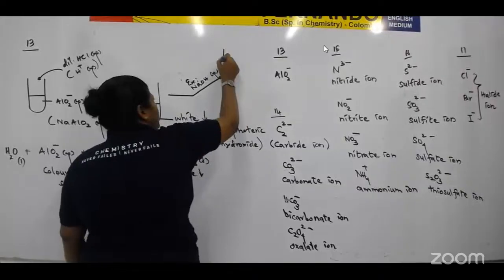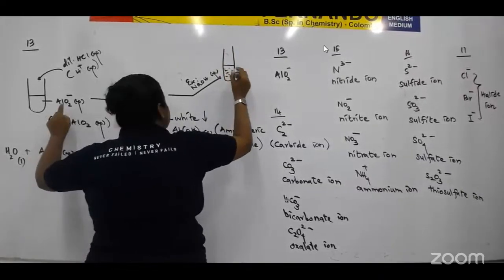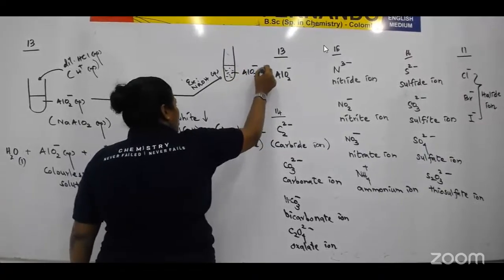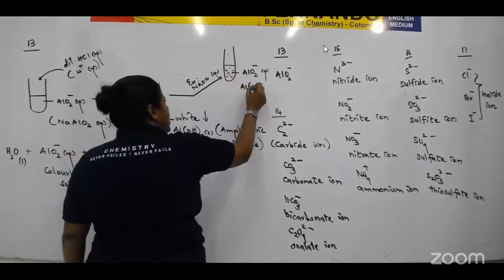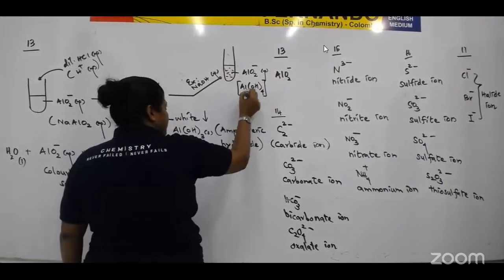Again it dissolves, giving the initial compound. What is it? Aluminate. Or you can write aluminium hydroxide complex.